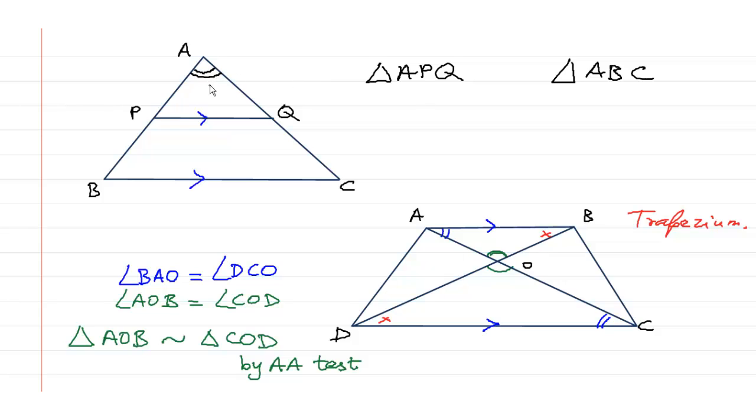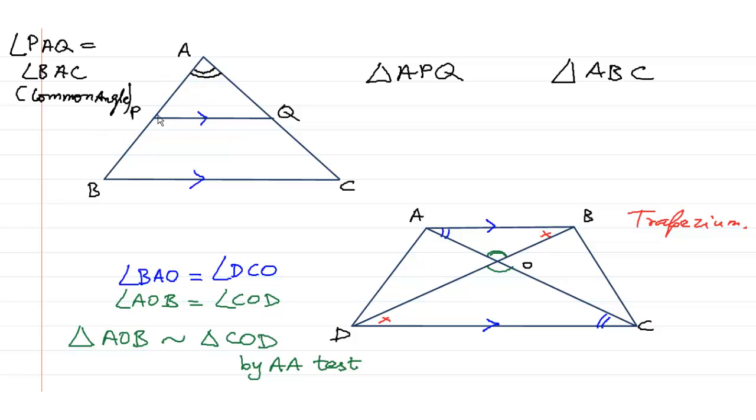So here it is. Angle A is a common angle. So we can say that angle PAQ is equal to angle BAC, because it is the same angle with different names, PAQ and BAC. Or you can simply write angle A is equal to angle A, and the reason is common angle. Okay, common angle. It's not vertically opposite.